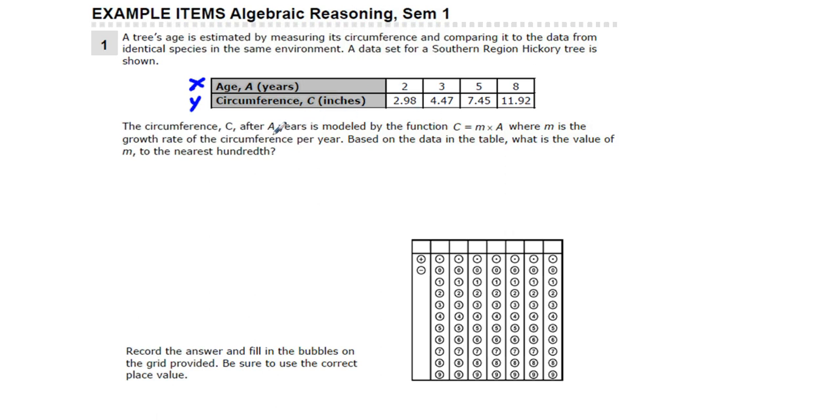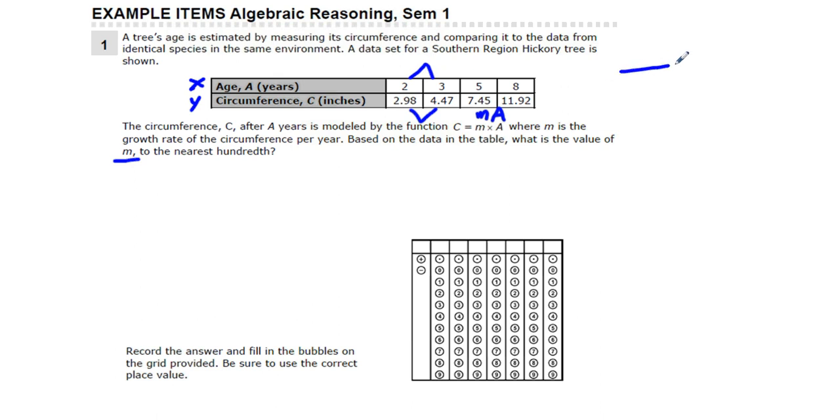You'll see that sometimes. The circumference C after A years is modeled by the function C equals M times A. Well, I'd rather you write it as MA, where M is the growth rate of the circumference per year based on the data table. What is the value of M to the nearest hundredth? So basically what you're looking at here is a slope, a change in Y over change in X. And you can do this in a number of ways. One thing you can do is take 2 points together.